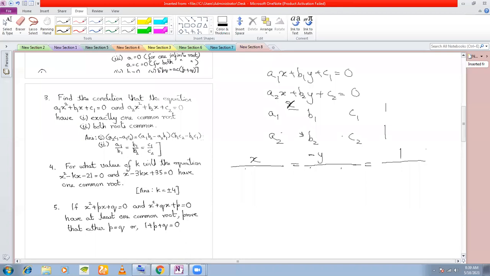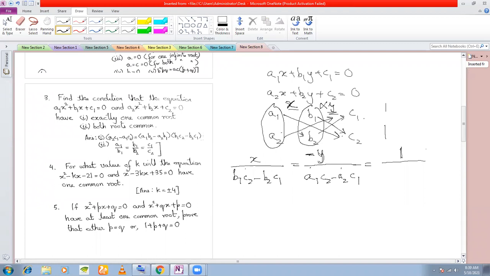Anyway, when we are writing x, you see the coefficients of x are these, right? So we hide these. We don't look at these. We multiply these two: b1 c2 minus b2 c1, right? Here we have a y. So when we are writing y, what are the coefficients of y? This. So we hide this now. So now we multiply these two, and remember, we write y with a negative sign. So we have a1 c2 minus a2 c1, right? For 1, we have this. So we hide this one and multiply these two: a1 b2 minus a2 b1. Remember this?